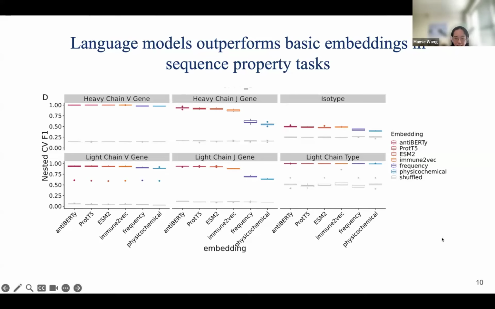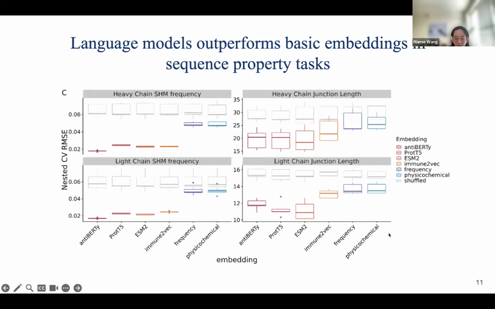Similarly, I performed the same procedure for the sequence regression tests, which include predicting the somatic hypermutation and also the junction length. The evaluation metric here is RMSE, and the lower the value, the better the embedding is. We also noticed that all the language models here have a lower RMSE compared with the basic encodings, and they are better than the random baseline.